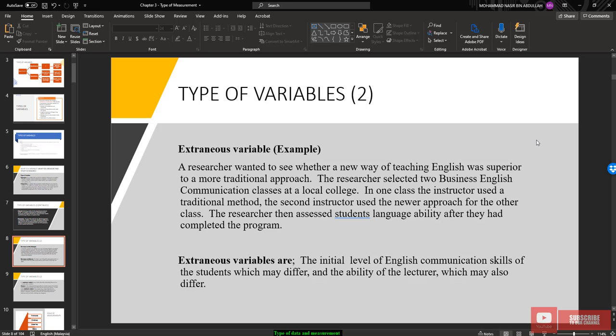So in this case, the extraneous variable is the level of English communication skill of the students, which may differ, and the ability of the lecturer, which may also differ. So this is the extraneous variable that normally we do not take into the research model or the statistical model, right? But sometimes it might affect the type 1 error, right?